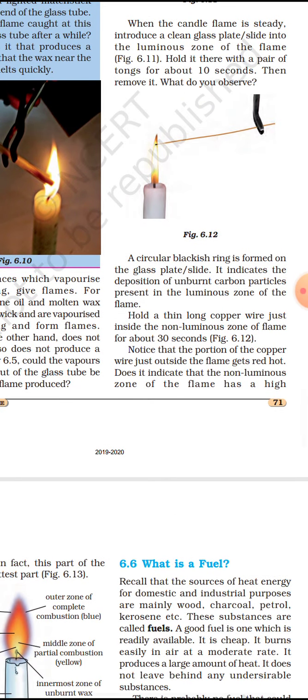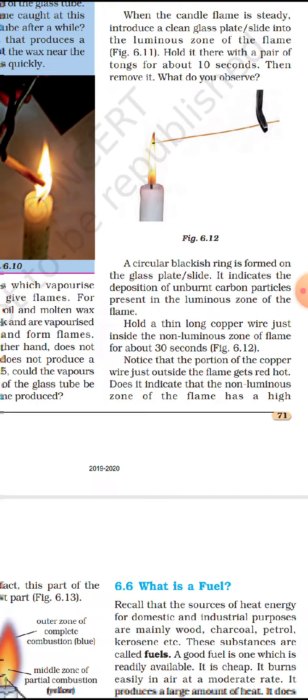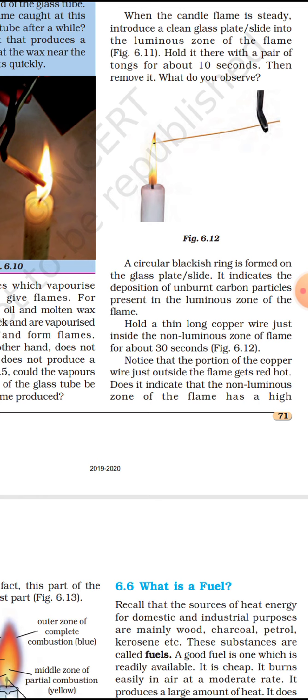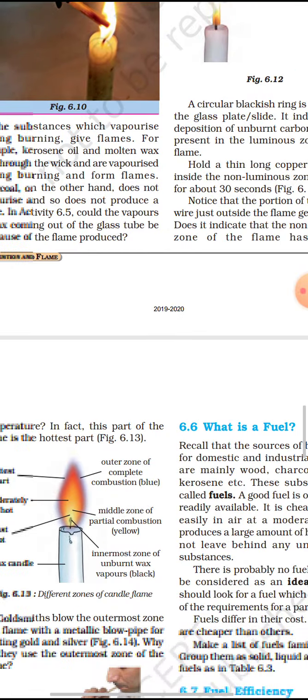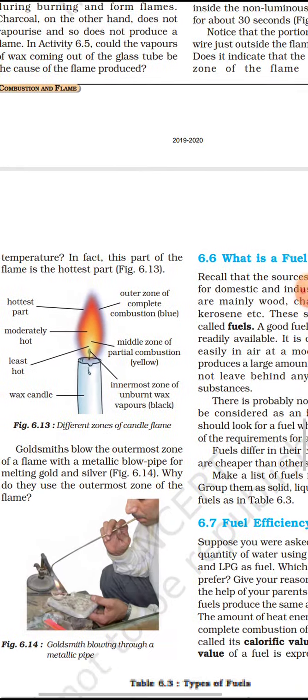You can see in this figure 6.12, here also we are using a long copper wire and burning it on one side. What happens? The other part becomes red and there it forms a black color. That is the unburned carbon particles, which are not burning on that side. So it happens like this.